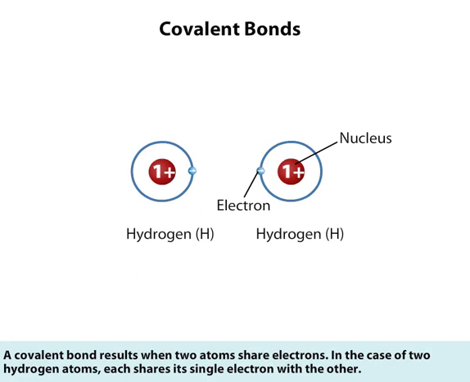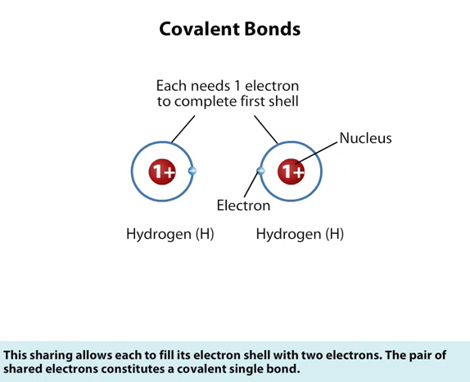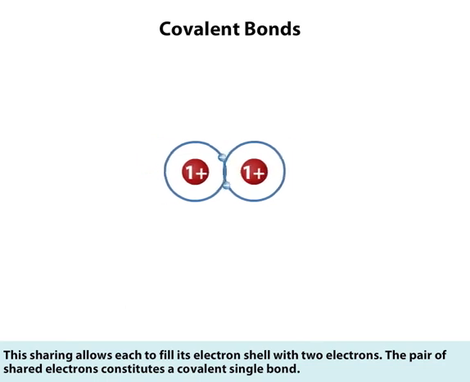A covalent bond results when 2 atoms share electrons. In the case of 2 hydrogen atoms, each shares its single electron with the other. This sharing allows each to fill its electron shell with 2 electrons. The pair of shared electrons constitutes a covalent single bond.